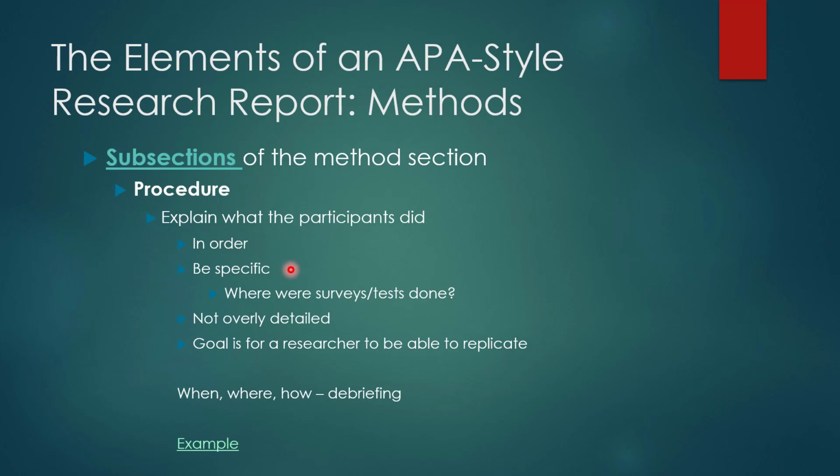You want to be specific: where were the surveys and tests done, what order were they done in, did you show them an image or a video, or did they listen to something first? Not overly detailed, but again, enough for the researcher to be able to replicate. And then the when, the where, the how the debriefing occurred.